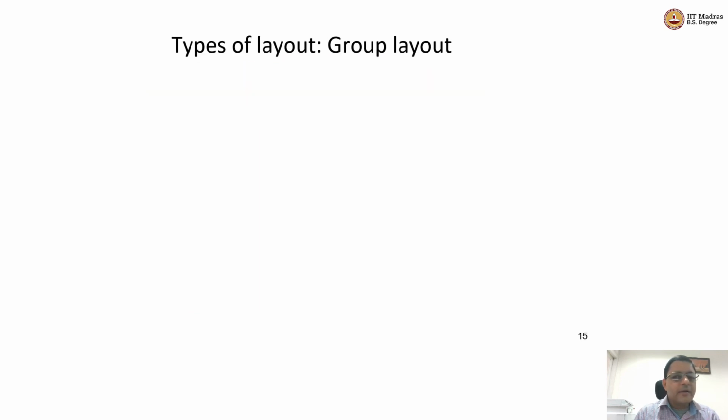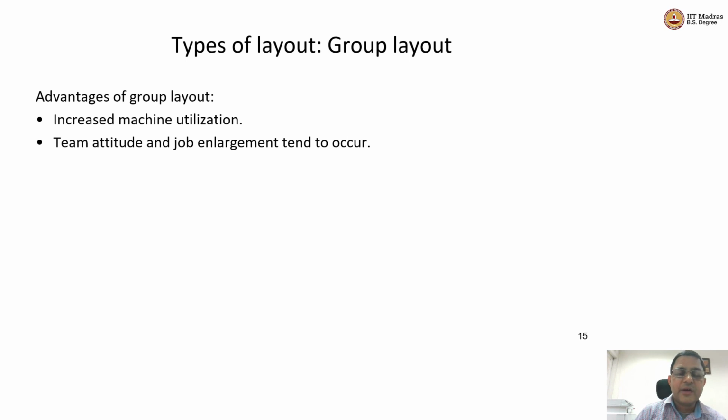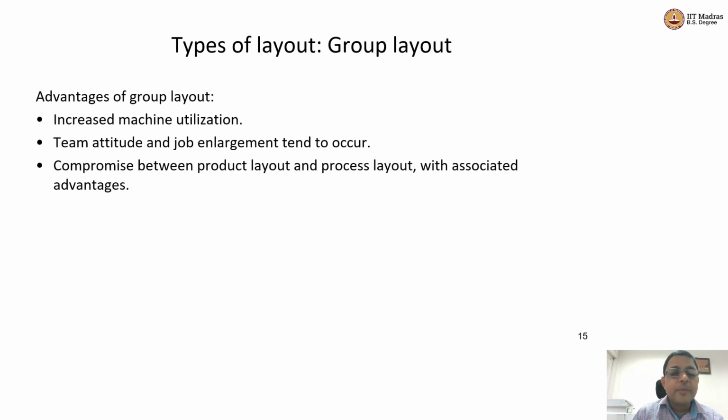Alright, so this is how it looks. What are the advantages and disadvantages of group technology layout? Let us list out advantages. Just like process layout, this definitely increases the utilization of the machines. This definitely builds a team attitude, because now you are not asking the worker to work on a single product. Now workers are grouped together also based on the group of families of the products. Since it is a compromise between product layout and process layout, all the advantages of product layout and all the advantages of process layout will get associated with the group technology layout. This will actually hurt you also in the disadvantages, but that we will discuss later.